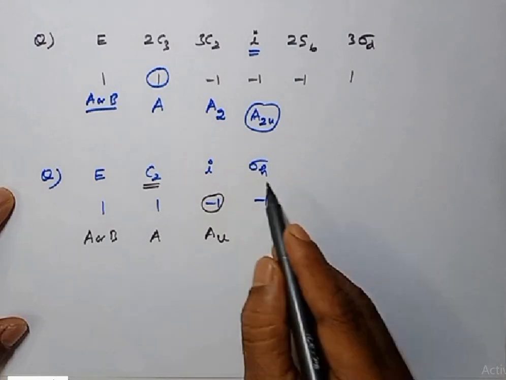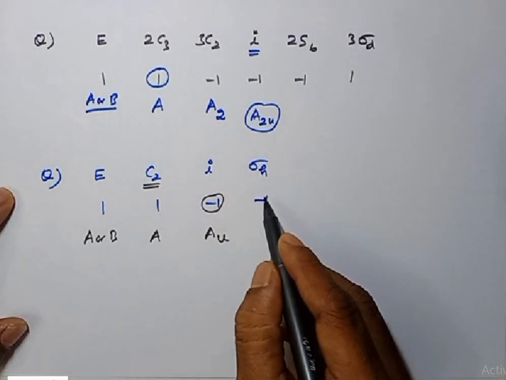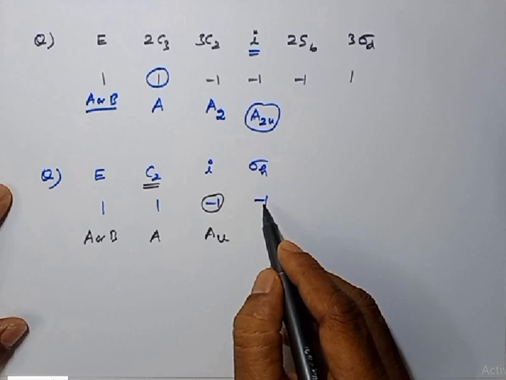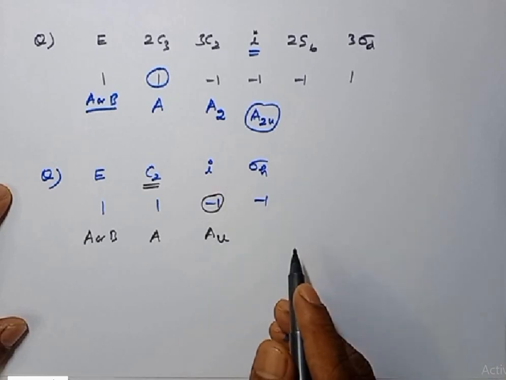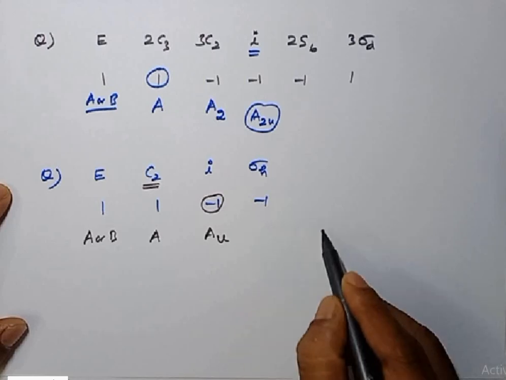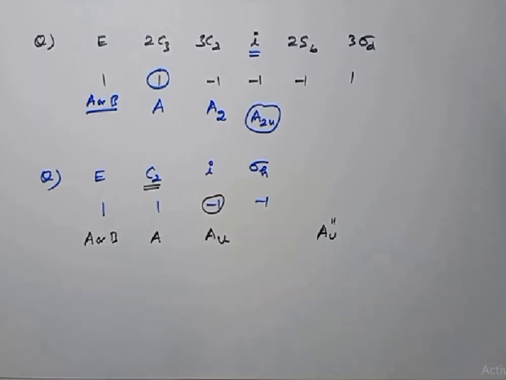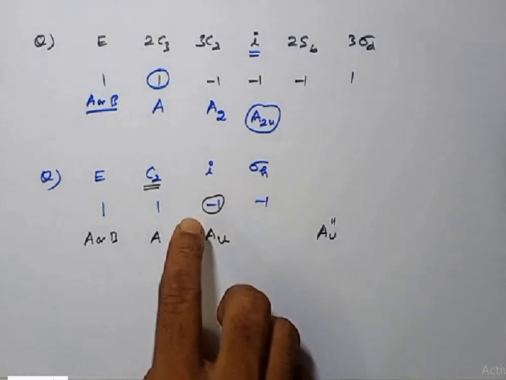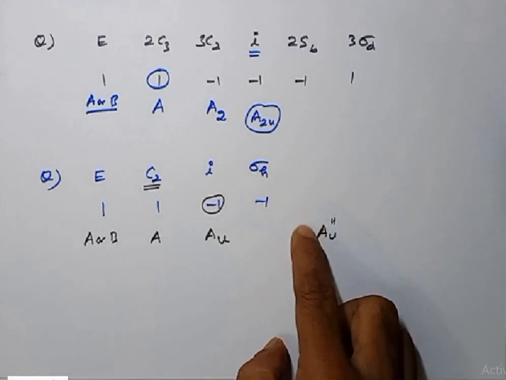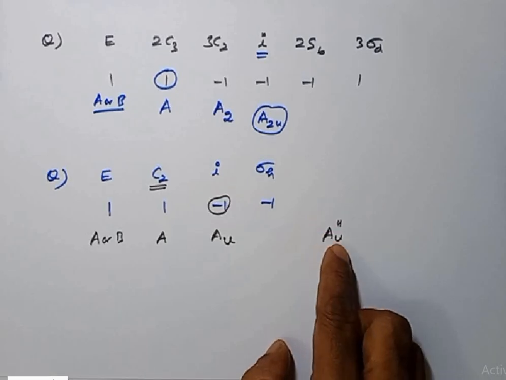Okay, then the horizontal plane is there, which is having -1. So we should put a double prime symbol, right? Double prime. Yeah, A_u double prime. But take down this. Then see, we have found out that the irreducible representation is A_u double prime.